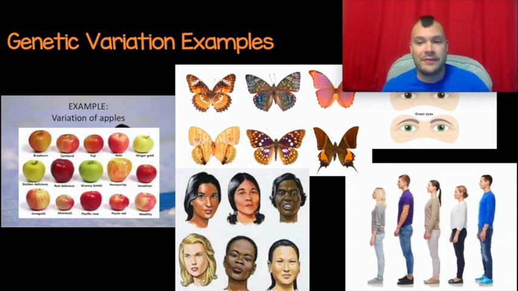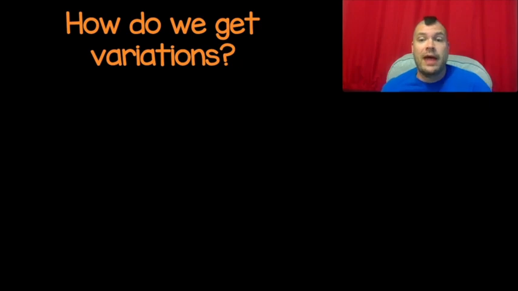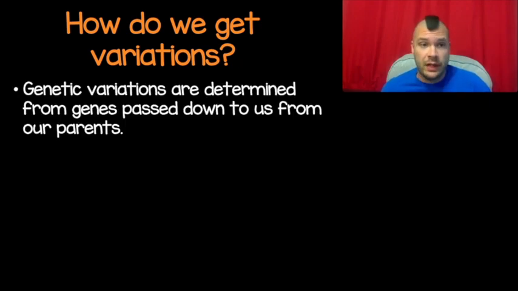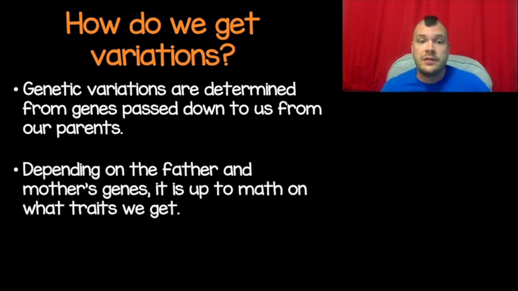And talking about height again. Short humans, tall humans, we're still humans. We just have variation in the trait of height. Now, how do we get these variations? Genetic variations are determined from genes that are passed down from our parents. Depending on the father's and the mother's genes, it is up to math what traits we get.